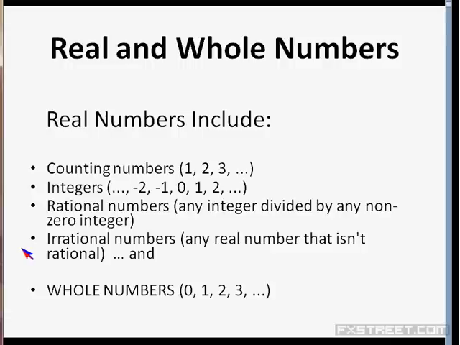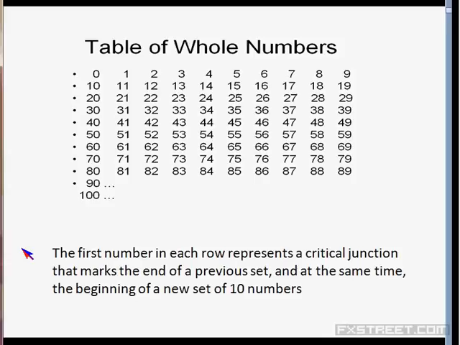Because the decimal system is a base 10 numeral system, a value of 10 in one position is equal to a value of 1 in a position to the left. Here is the familiar table of whole numbers, and you can see that the first number in each row represents a critical junction that marks the end of a previous set of 10 numbers and at the same time the beginning of a new set of 10 numbers.